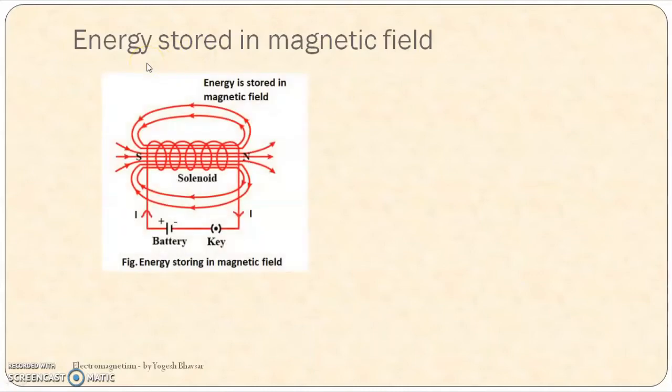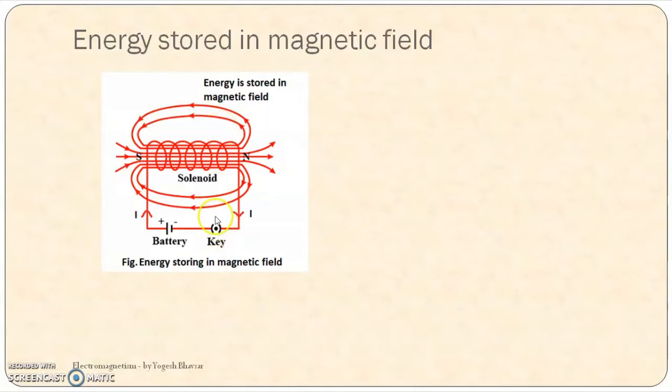Let us consider this simple solenoid to understand this concept. The solenoid is nothing but a number of turns of the coil which are wound on the core. As soon as we give supply to the coil, it produces a magnetic field around it. So this is called a simple solenoid. We can consider this solenoid to understand energy stored in the magnetic field. Now as soon as we give supply to the coil, it produces a magnetic field.